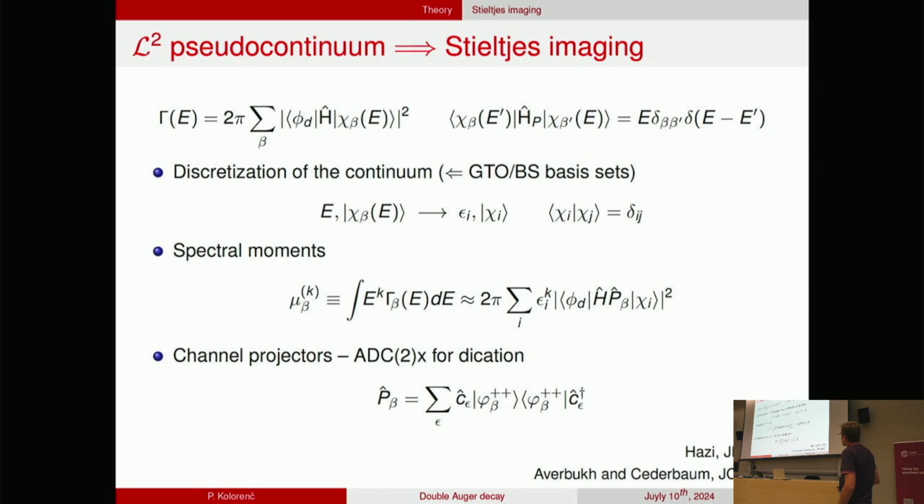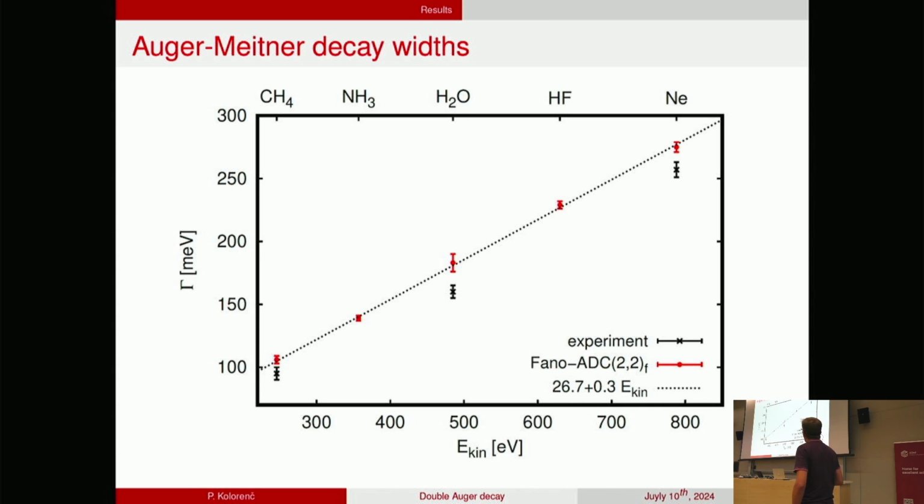Okay, so what are the results? I will start with the Auger-Meitner decay width, and what I'm showing here is the total decay width for a series of molecules isoelectronic with neon, and red is the calculation, black is the available experimental data, and we see that actually, this I didn't expect, there is a very clear linear trend as a function of mean kinetic energy of the emitted electrons, and it's seen in both theory and the experiment, but we see that the theory has a bias to overestimate the decay width by close to 10%.